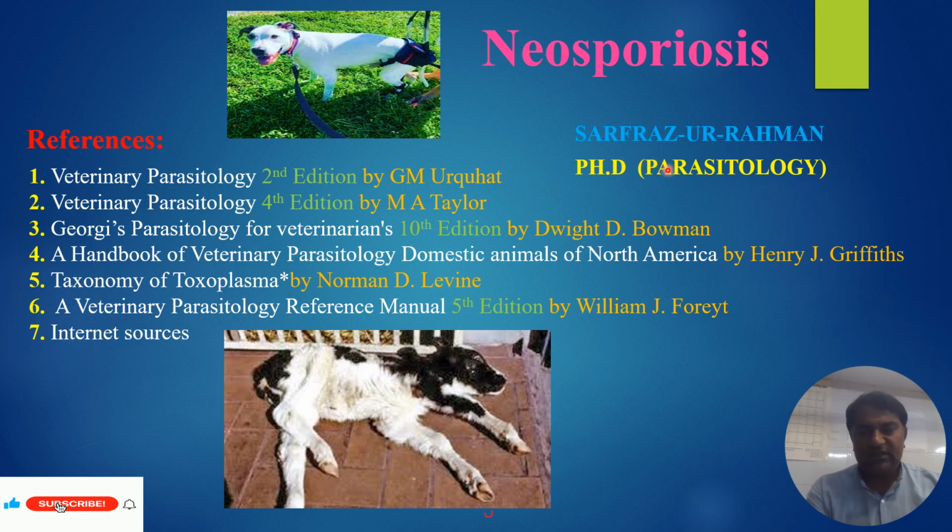I did my PhD in the department of parasitology, and I would like to share this knowledge with references from these books: Veterinary Parasitology, second edition by G.M. Urquhart; Veterinary Parasitology, fourth edition by M.A. Taylor; Georgis' Parasitology for Veterinarians, 10th edition by D. White and D. Bowman; A Handbook of Veterinary Parasitology, Domestic Animals of North America by Henry J. Griffith; Taxonomy of Toxoplasma by Norman D. Lawrence; Veterinary Parasitology Reference Manual, 5th edition by William J. Forrest; and the last one is Internet sources.